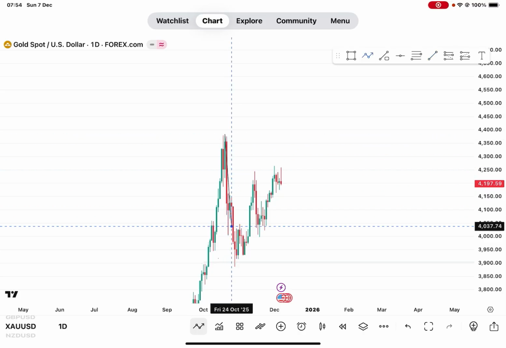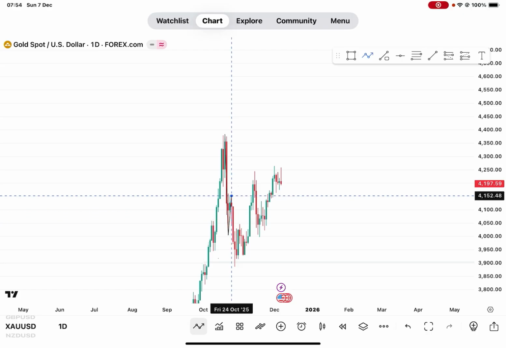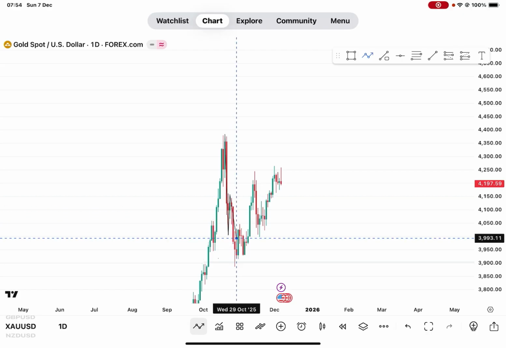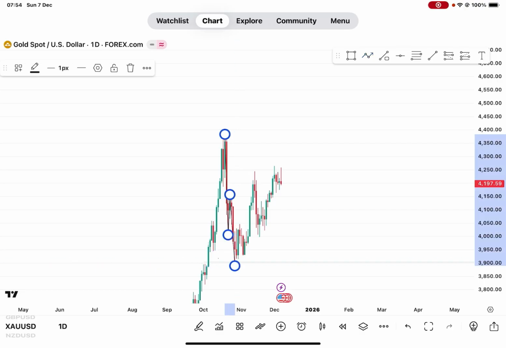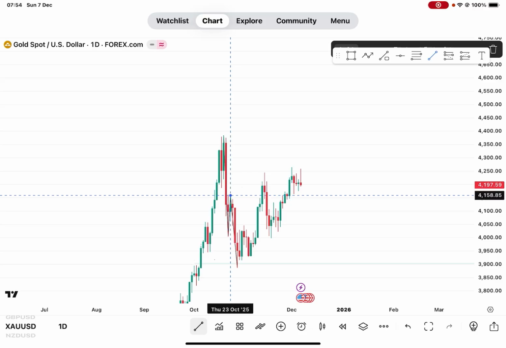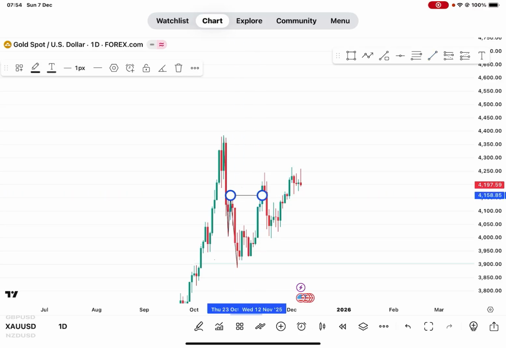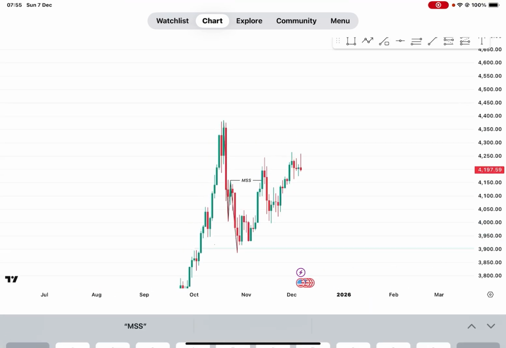Let's do a market structure. We saw a bearish move, a retracement. We saw another bearish move, and then the market went ahead at this zone and did a market structure shift. So we can see gold did a market structure shift here.